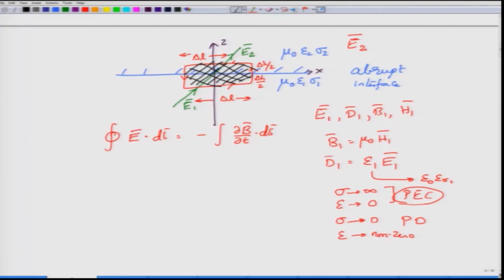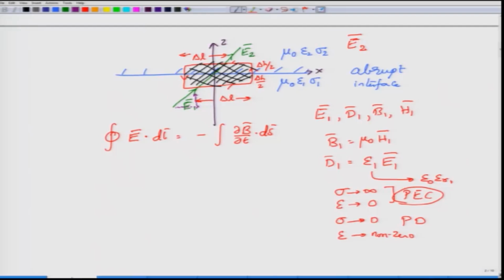Writing this left hand side with the electric field that I have, I first note that this electric field can be broken up into two parts. One part will be along the delta L axis or the x axis, the tangential component as we would call it, and the other component will be perpendicular to it, along the z axis. And in this dl expression, I am only interested in the horizontal component.